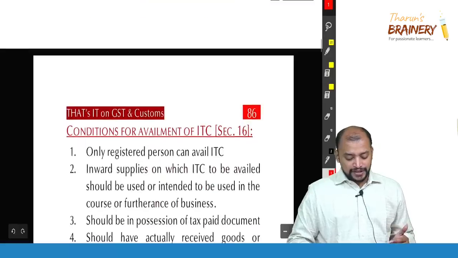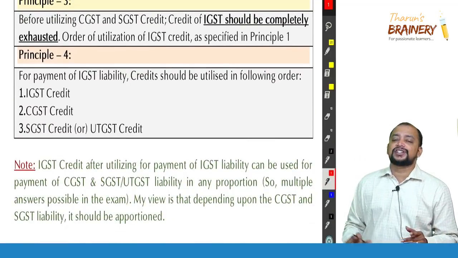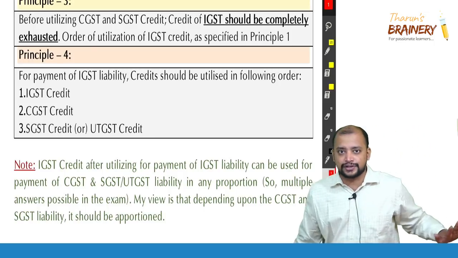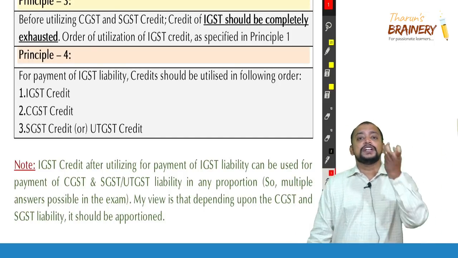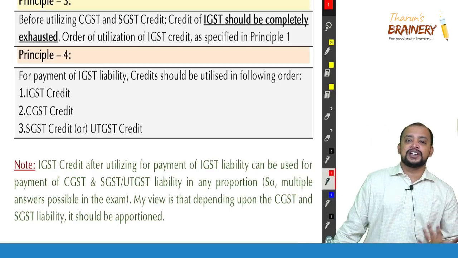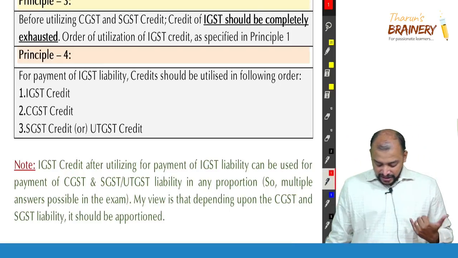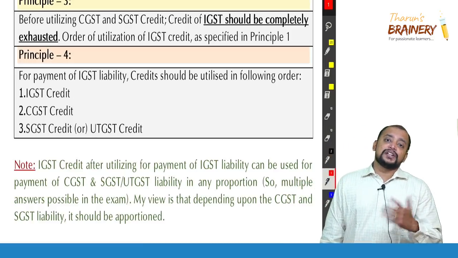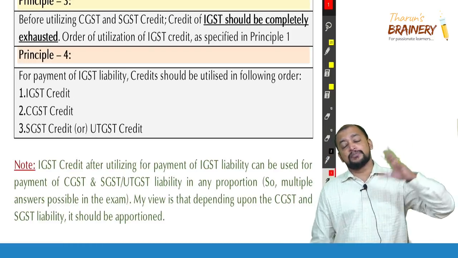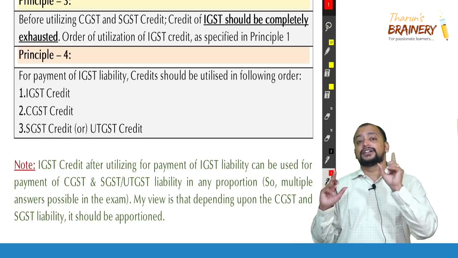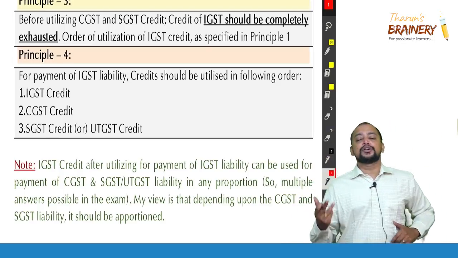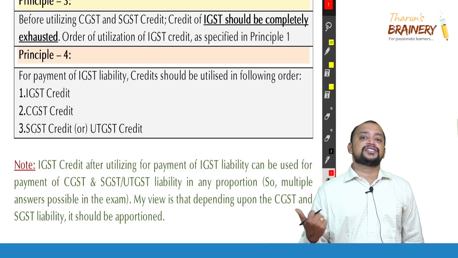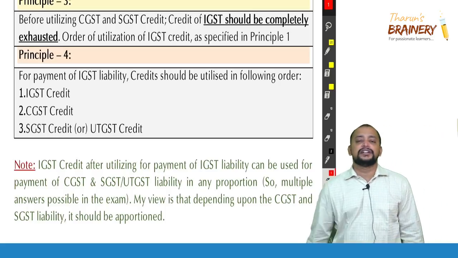And next, third principle: before utilizing CGST and SGST credit, ensure that the credit of IGST is completely exhausted. So IGST credit is fully spent, and only then you use CGST and SGST credit. When we are exhausting this IGST credit, first we will use it for payment of IGST, then between CGST and SGST, and only then touch CGST, SGST credit. Because if at all there is any carry forward credit, the carry forward credit should be CGST, SGST credit, but not IGST credit. That is the intention.